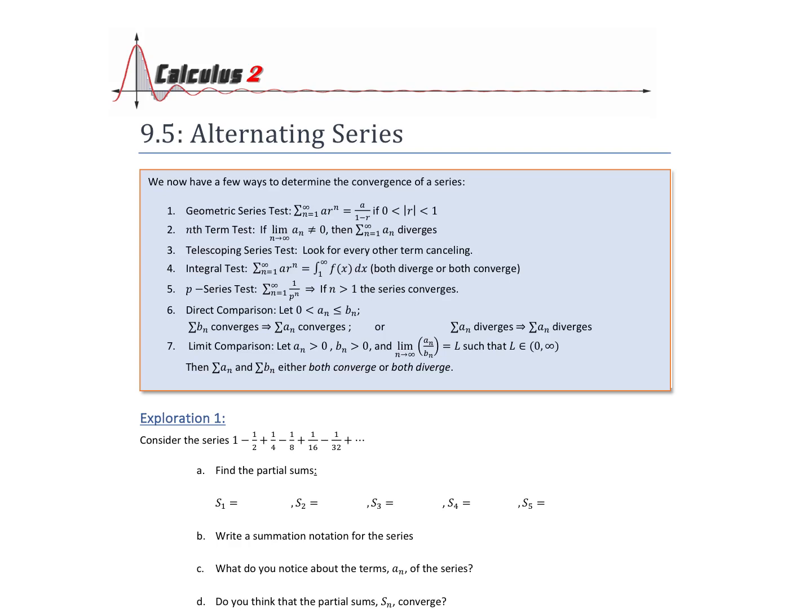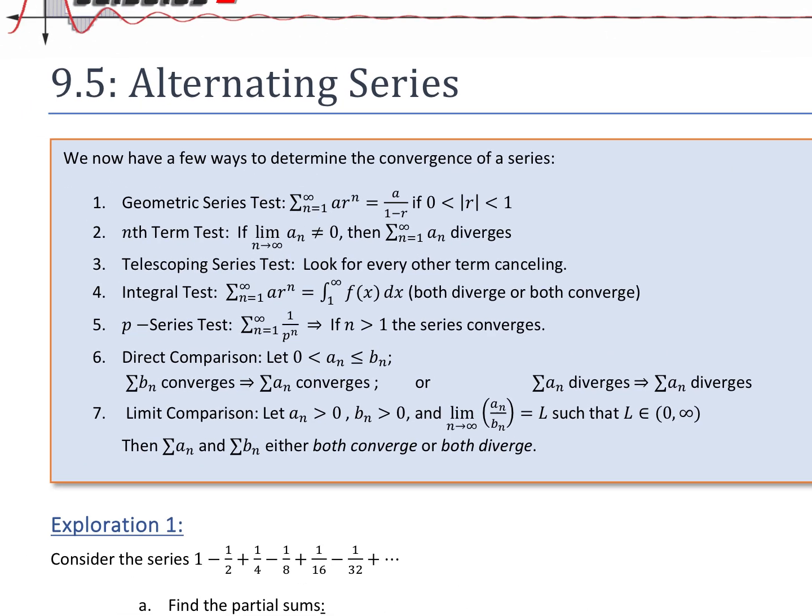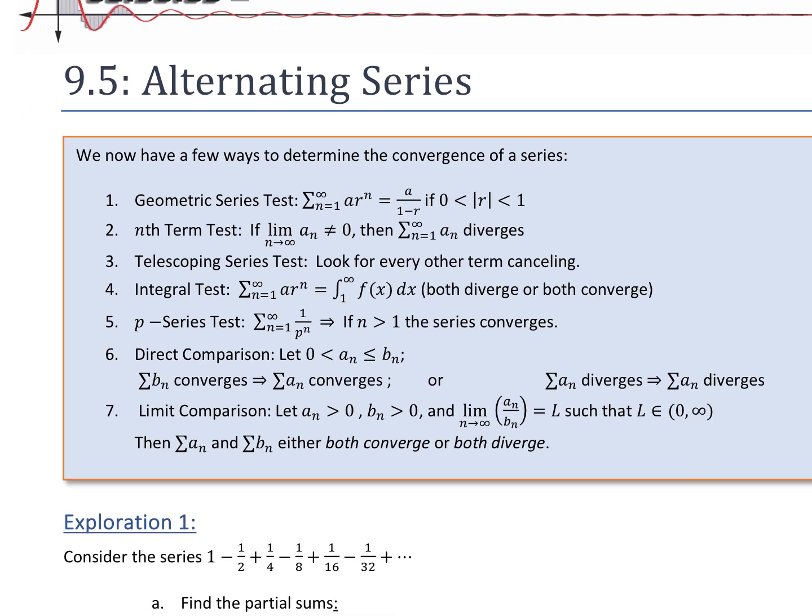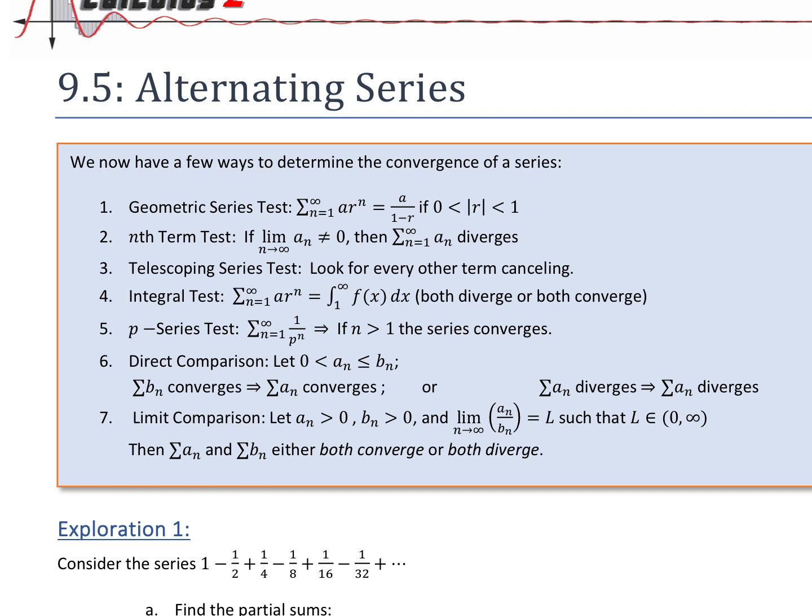So we now have quite a few tests that will tell us if a series will converge or not. And these include the geometric series test, which has this special form of a r to the n. We have the nth term test, which just tells us about divergence, doesn't necessarily tell us if things converge. We got the telescoping series test, which is a pretty special situation.